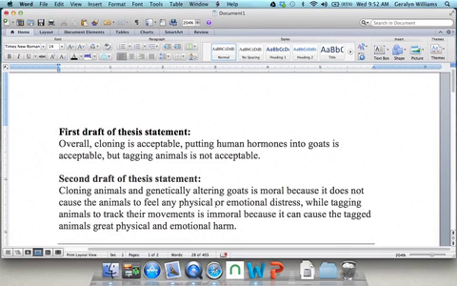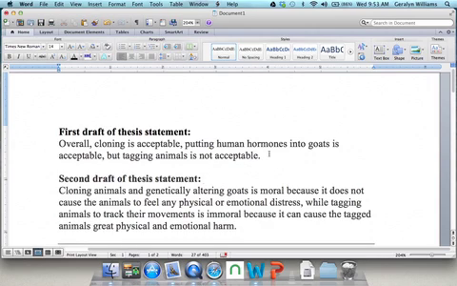So the first draft of the thesis statement, the one the student wrote, is overall, cloning is acceptable, putting human hormones into goats is acceptable, but tagging animals is not acceptable. And I rewrote it. The one thing that I wanted to add into this thesis statement is the word moral, because the prompt is draw the line at what you think is moral behavior. So using acceptable is fine, but you want to explain why it's acceptable. So if you put morally acceptable, then it gives your reader a firm line at what you're looking at.